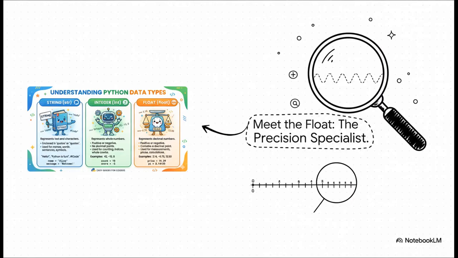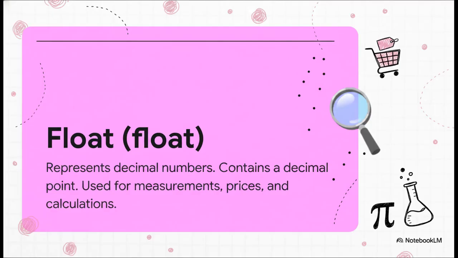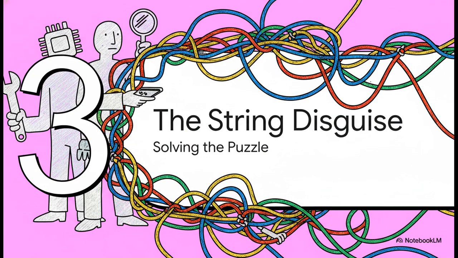But what happens when we really need that precision? When we need the numbers after the decimal point? Well, for that, we call in our third specialist, the float. A float can represent any number that has a decimal point, and that's absolutely vital when you need to be precise. This is what you'd use for things like prices, $19.99, or for measurements like pi, which is 3.14. The rule is super simple. If you see a decimal, it's a float. Okay, so we've met our three specialists: string for text, integer for whole numbers, and float for decimals.